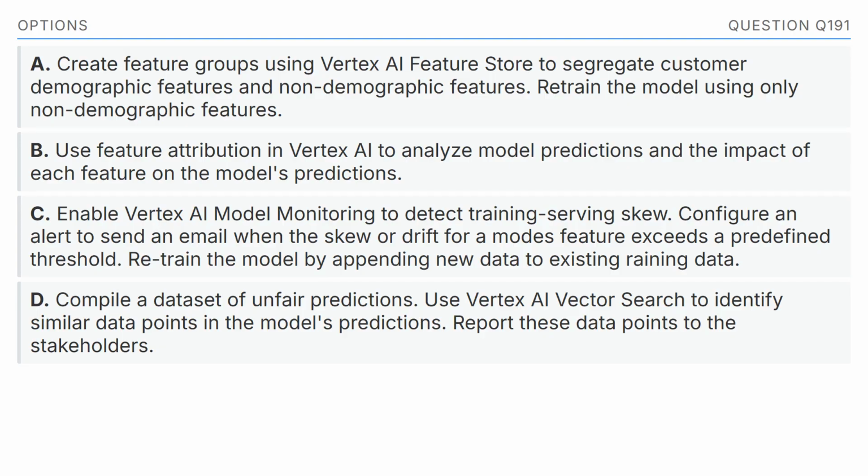Option D, compile a dataset of unfair predictions. Use Vertex AI vector search to identify similar data points in the model's predictions. Report these data points to the stakeholders.